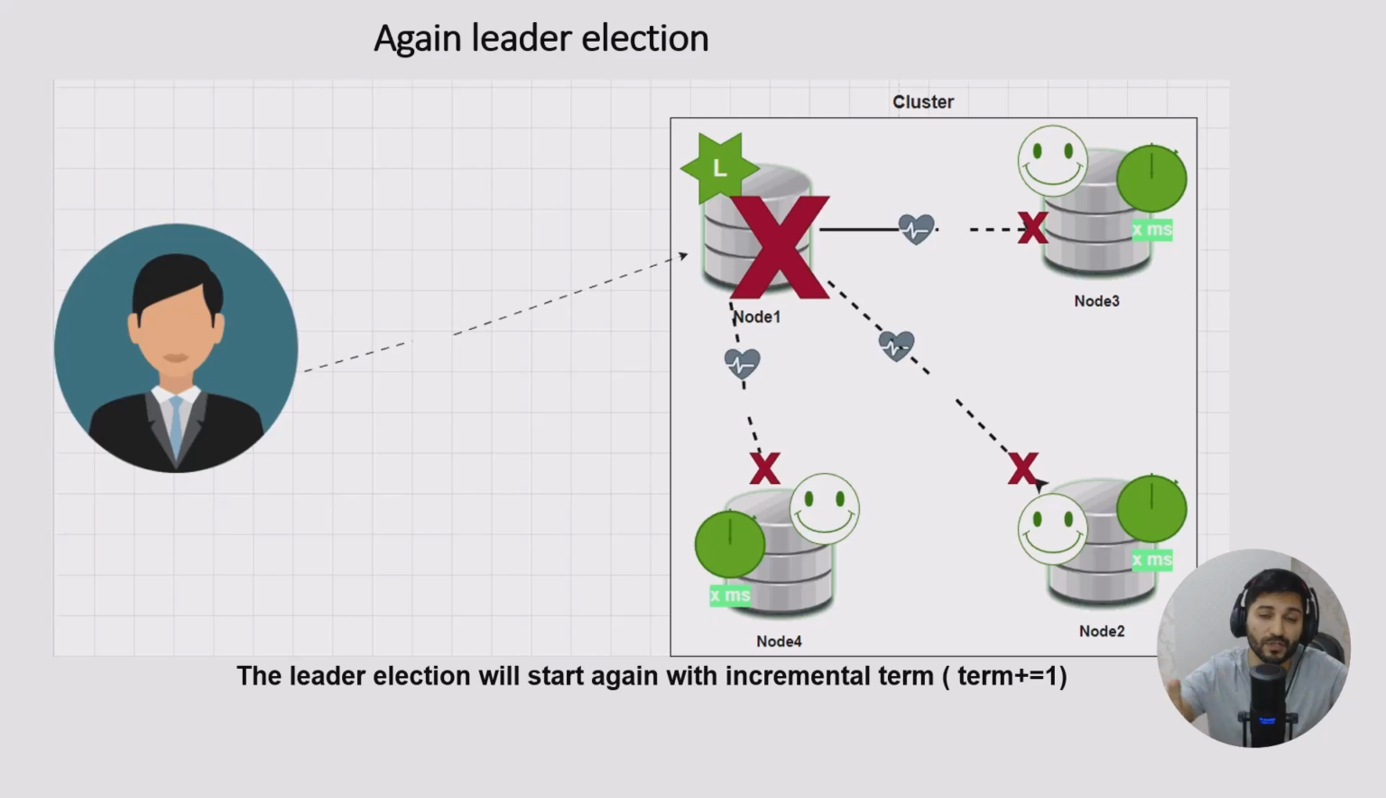It means if the first time when our node 1 was a leader, our term was equal to 1, and now we are going to another election, it means we are going to have a term equal to 2.